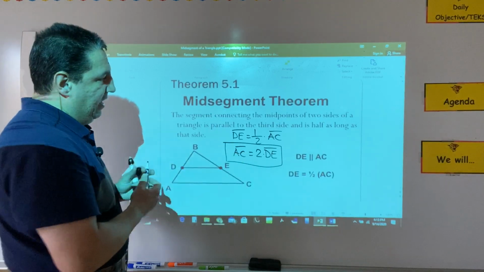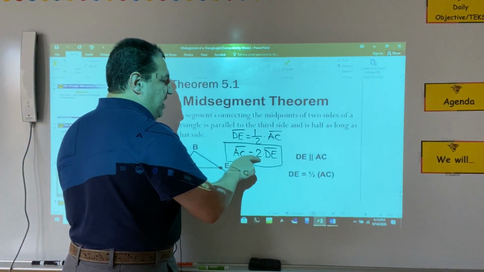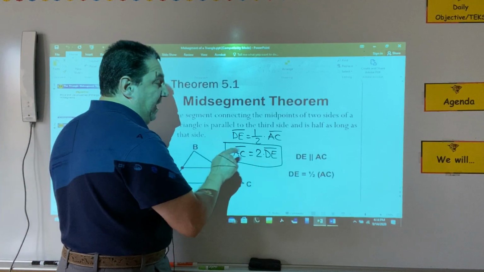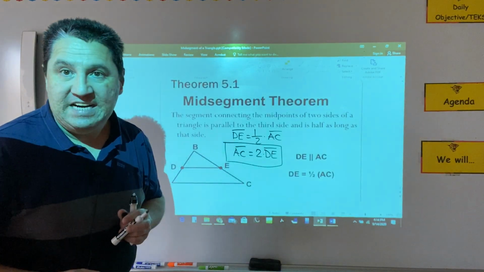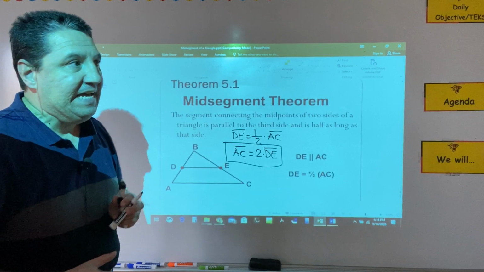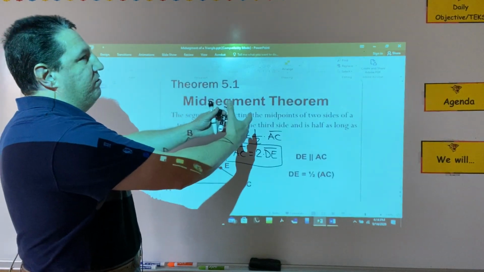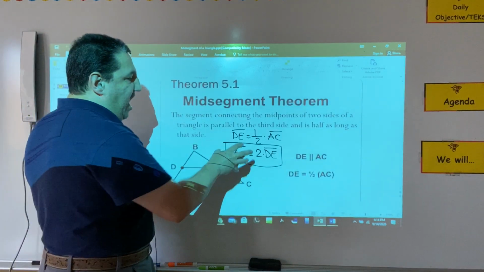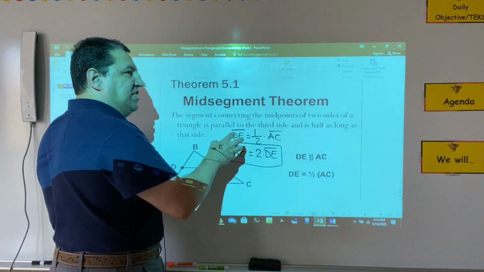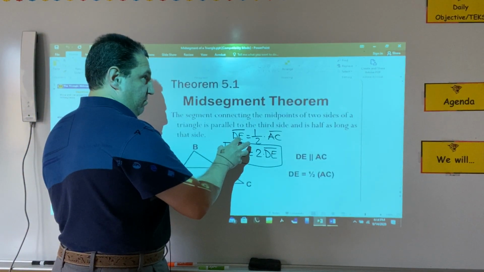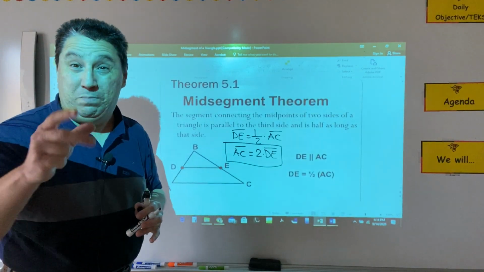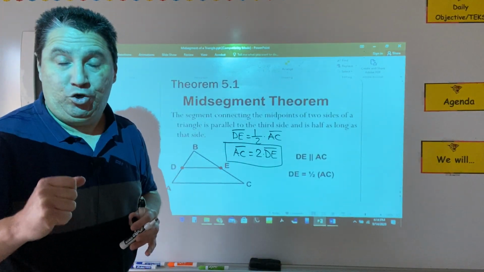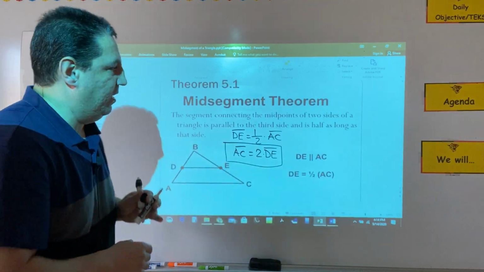Why? Because it's easier to handle multiplication than division, right? So whenever you have problems with mid-segments, always start with the longest segment. It would be better for you. You'll avoid mistakes. Good.